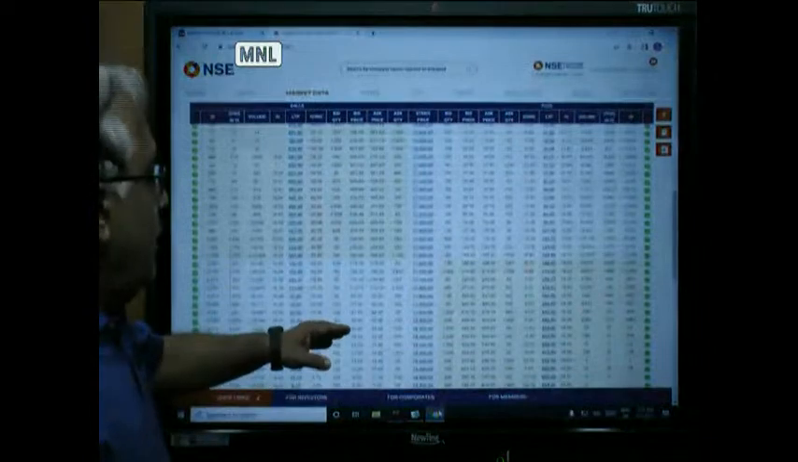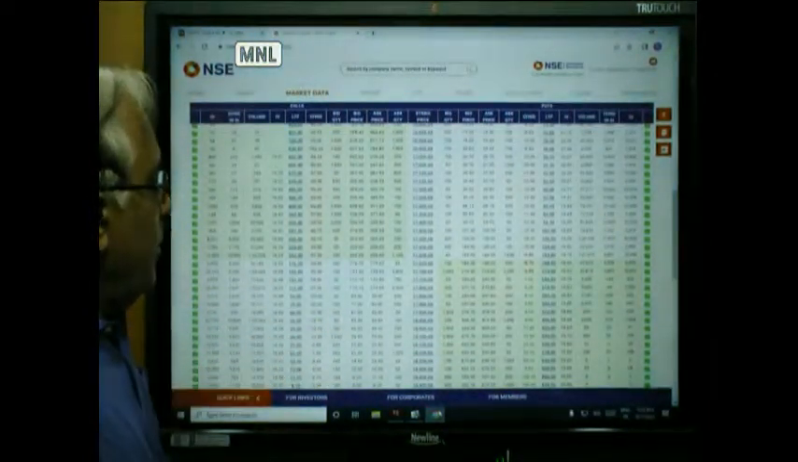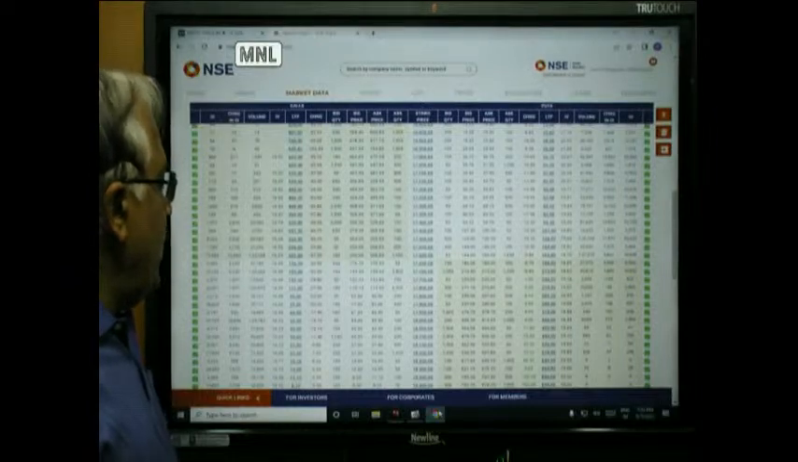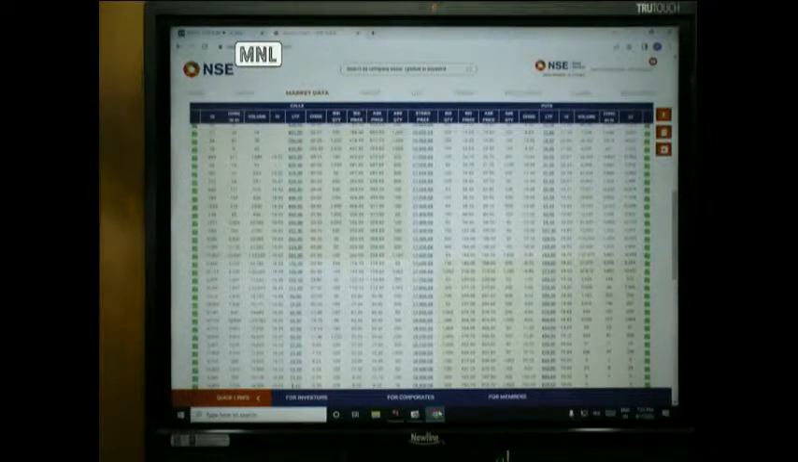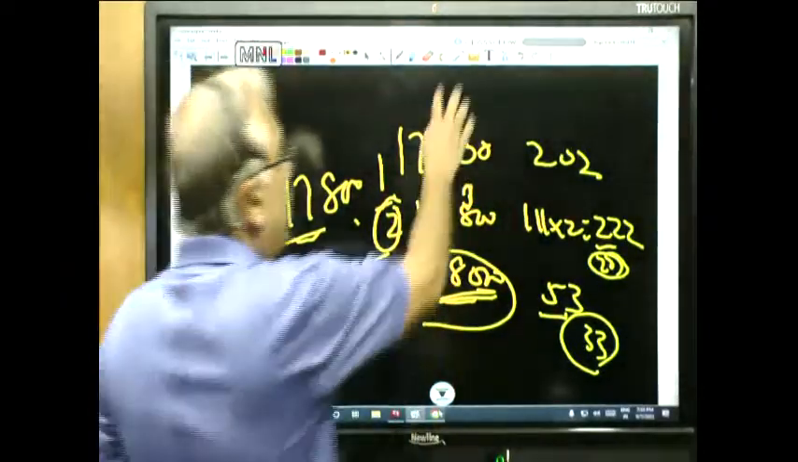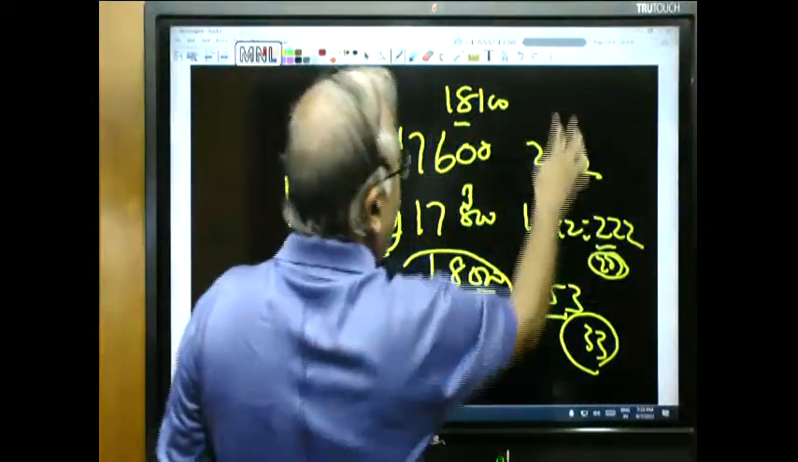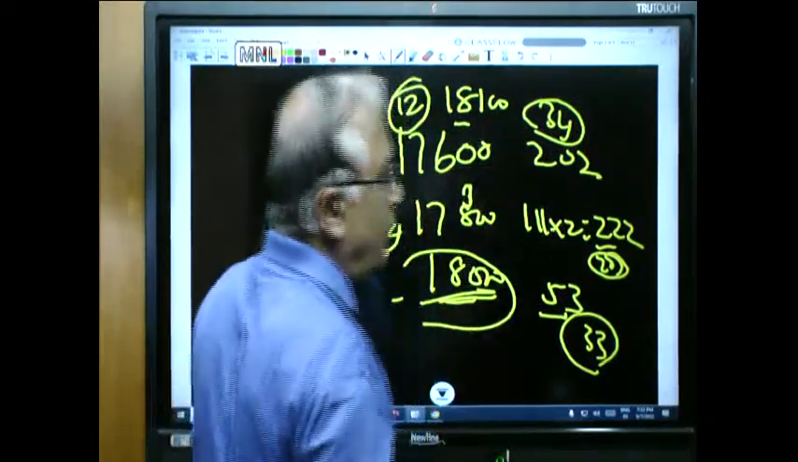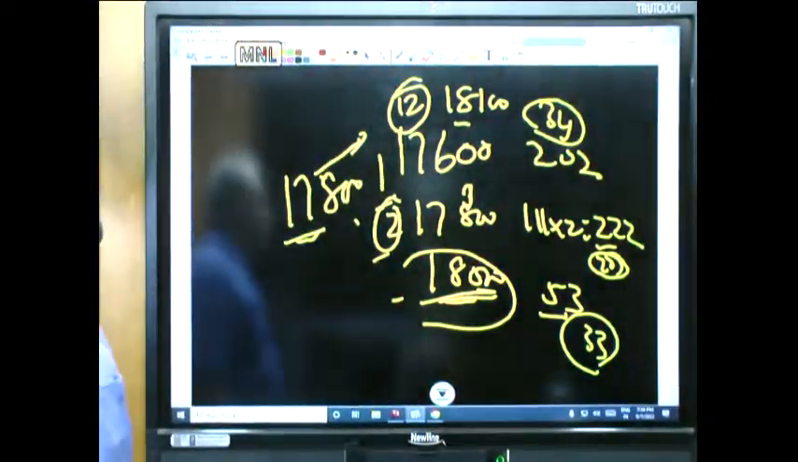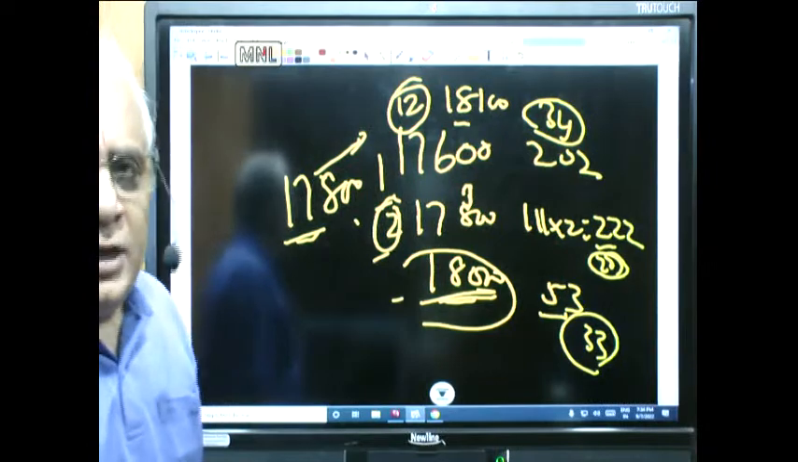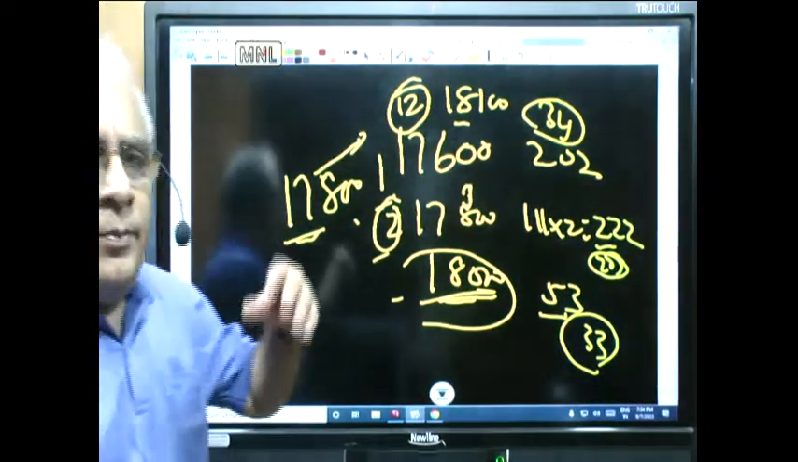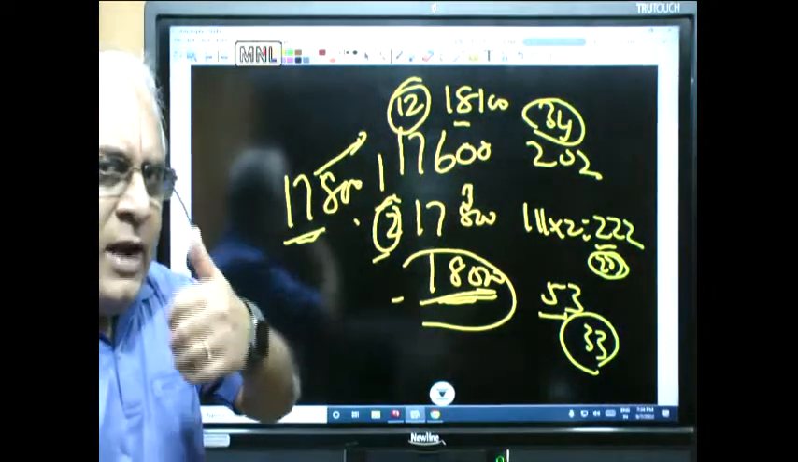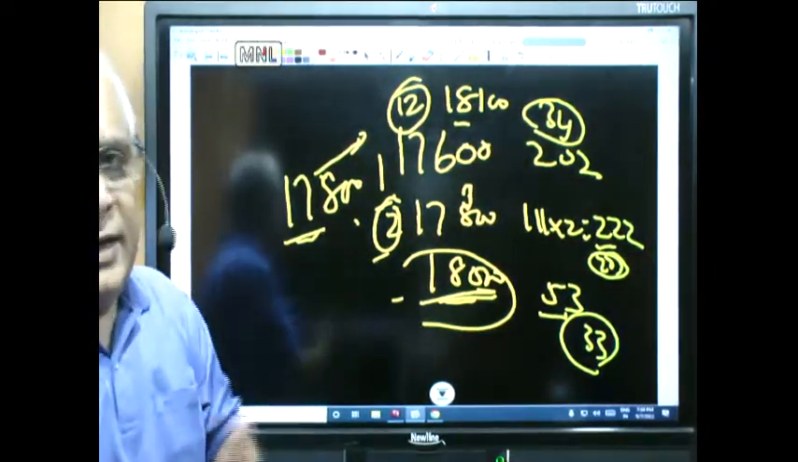Instead of 18,000, by paying 53 rupees, you can do something like 18,100, which is 34 rupees. So same thing, 18,100 is 34 rupees. Here you pay only 12 rupees, and you're taking the same risk of 100 rupees. But in case it crosses 18,000 itself, then as I told you, you can bring that 18.1 to 18 level.